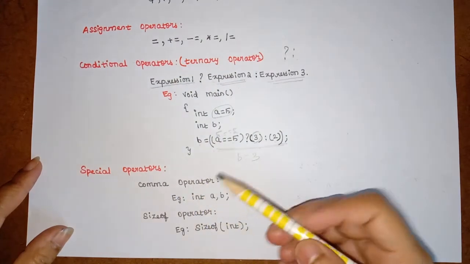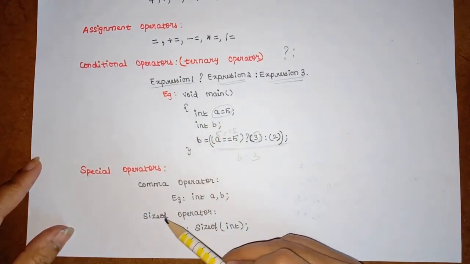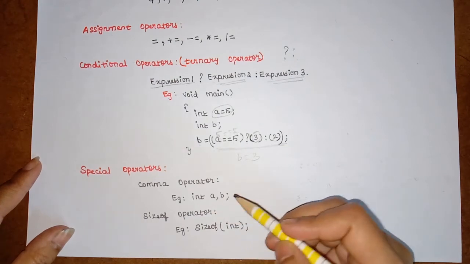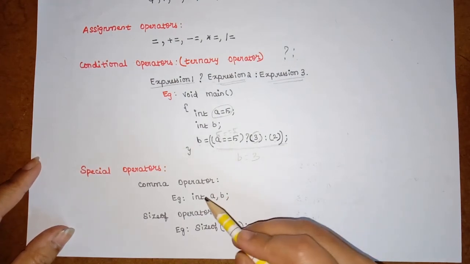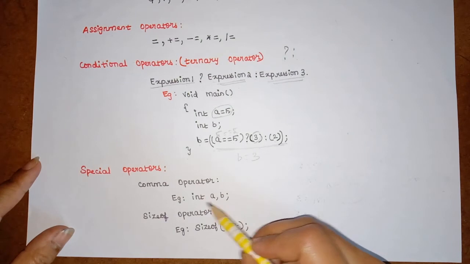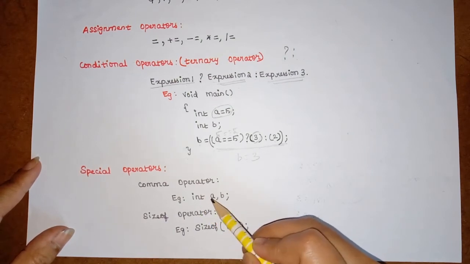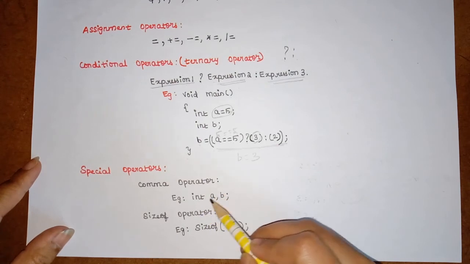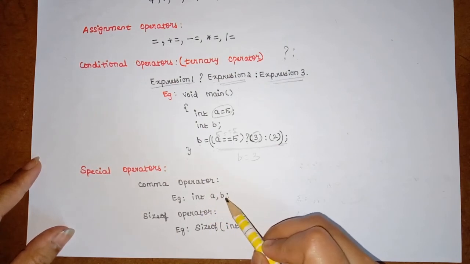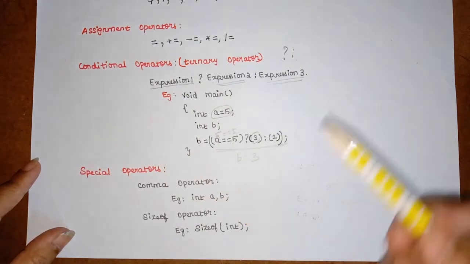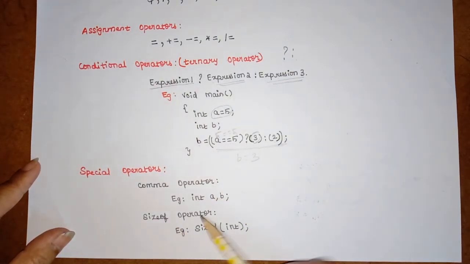In the special operators we have the comma operator and the Sizeof operator. The comma operator is used to split the values. During declaration we use this comma to split. We have two variables, a variable and b variable, so we are using the comma operator. And the next one is the Sizeof operator.